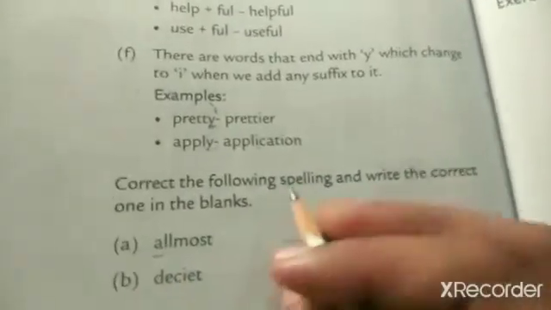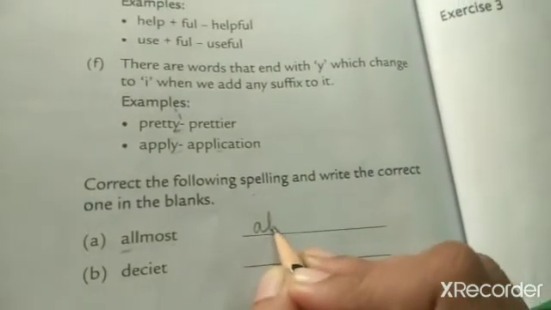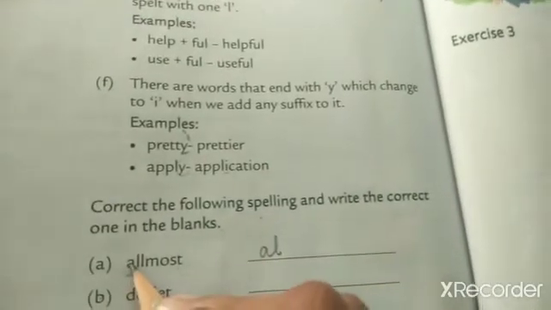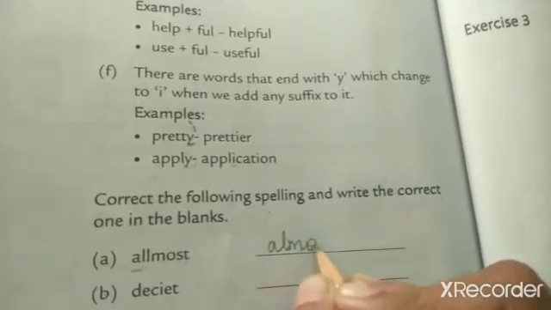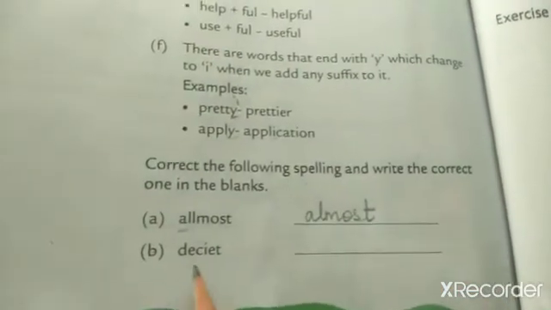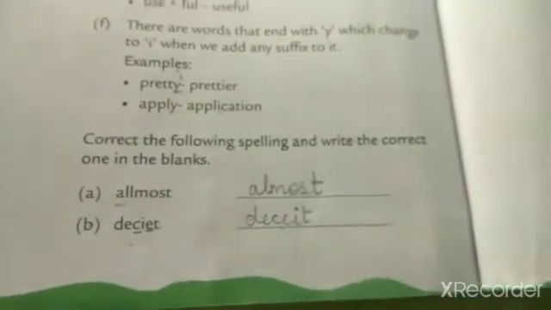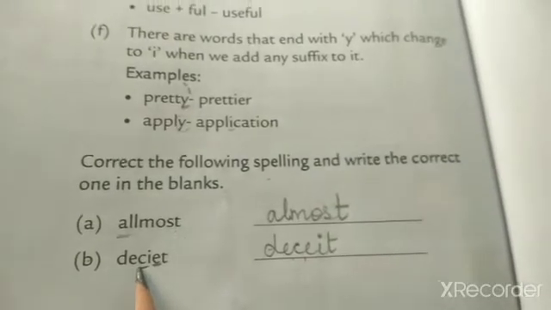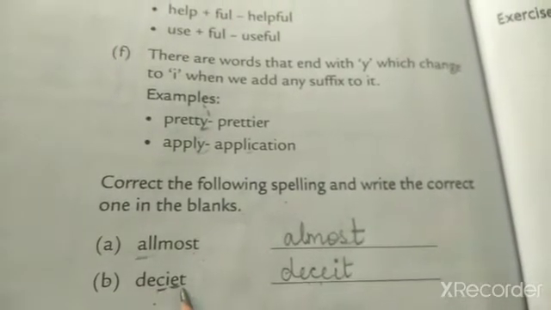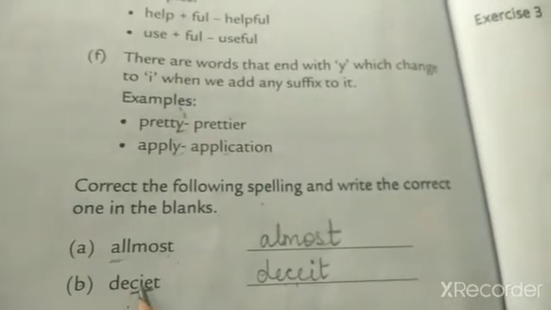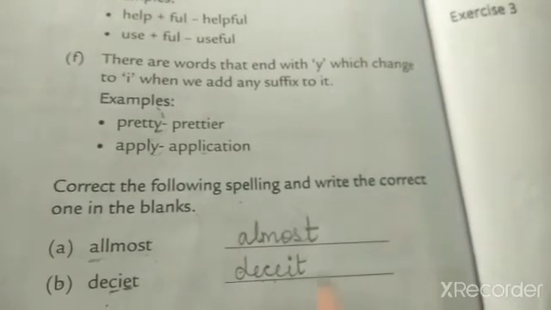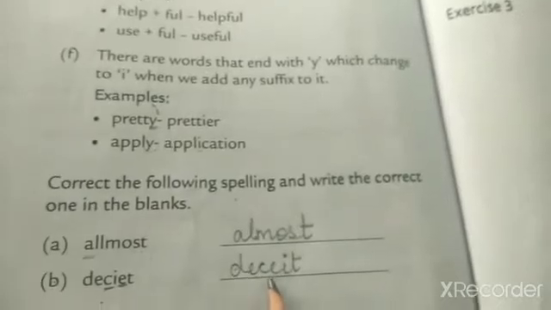Prefix all is there. So what does the rule say? When we add prefix all to any word, we drop one letter, that is L. So it becomes almost. Okay, see the next word. It's decide. Yes. Now as you can see over here, C is there. So as per the rules, whenever there is C and IE, we cannot write I before E, we have to write E before I. So it becomes deceit, DECEIT. After C, we write E and then I.